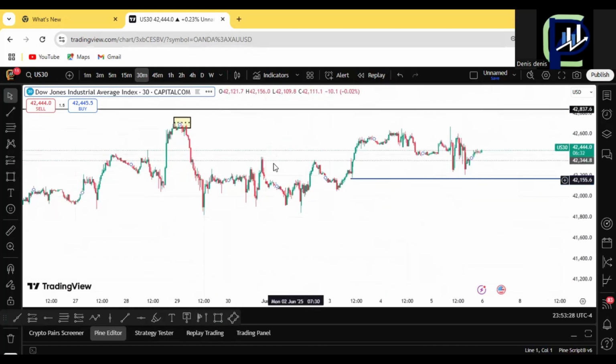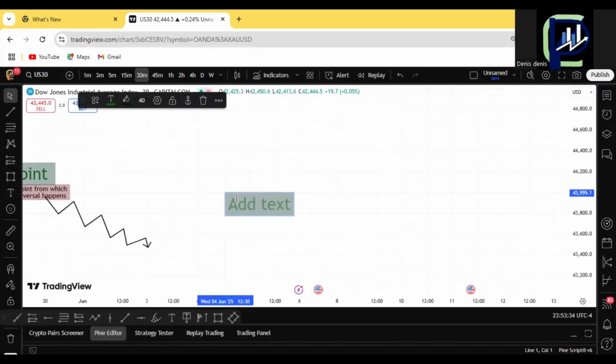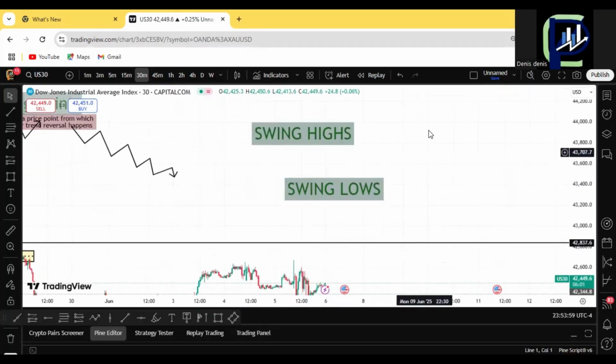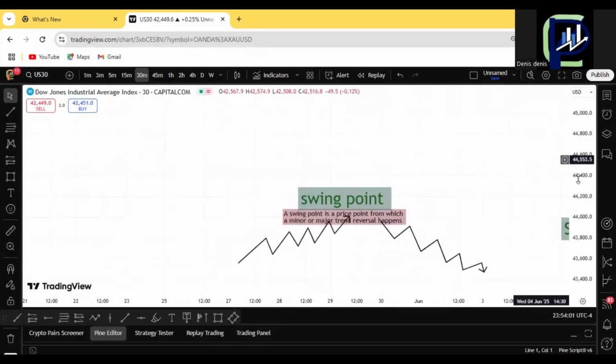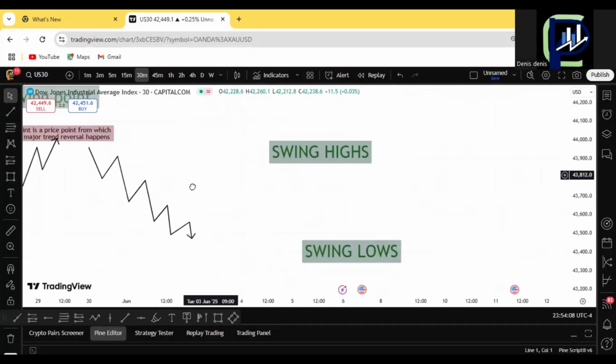Now, these swing points are divided into 4 categories, but into 2. Now, the first point is we have swing highs. We also have swing lows. And then from the definition, we have also 2 in the definition. We have the minor and the major.